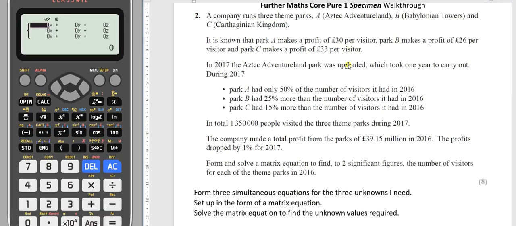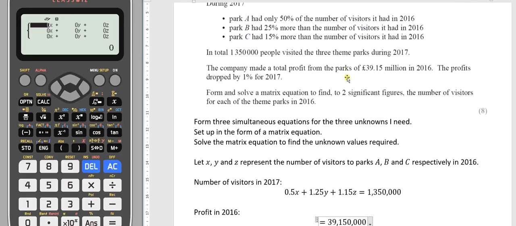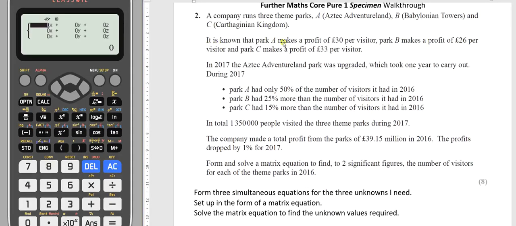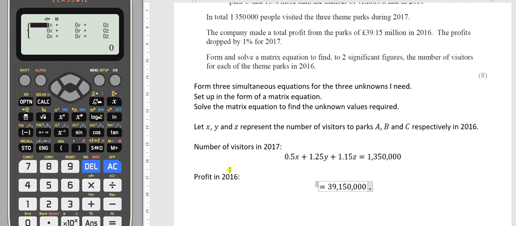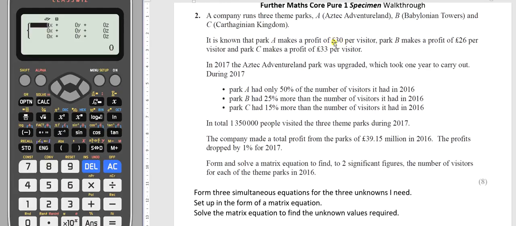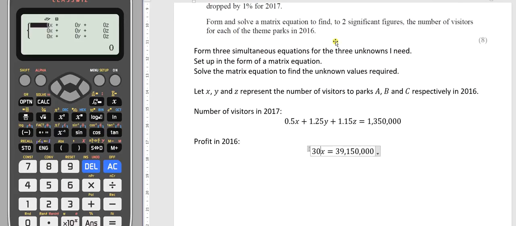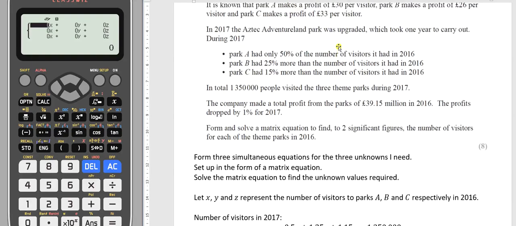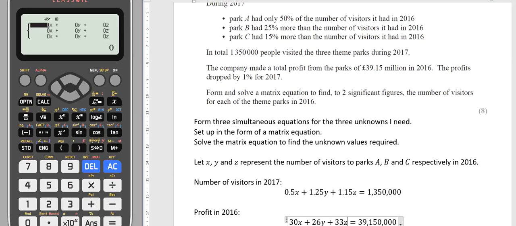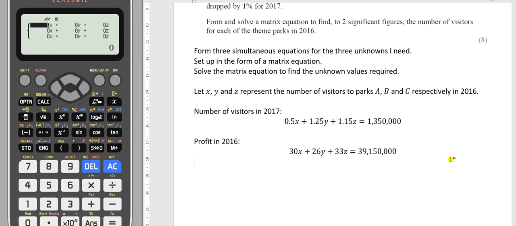But if I get £30 per visitor in Park A in 2016, or in fact, this is not linked to a year, this is just how much profit they make per visitor. So we're assuming that's true in 2016 and 2017. But in 2016, they have X number of people in the first park, and in that park, they make a profit of 30 per person. Similarly, £26 per person in the second park, and £33 per person in the third park. So now we've got a second equation based on the profit in 2016.